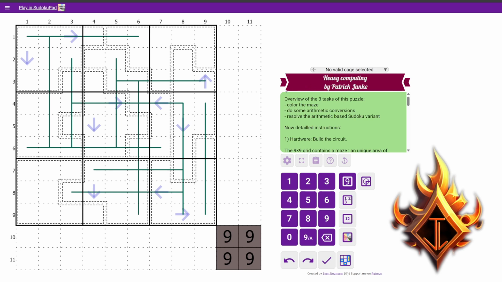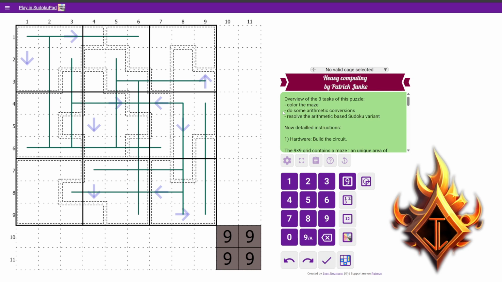I want to check out a puzzle that was suggested to me by Patrick Junke called Heavy Computing. I've done this a couple of tries and I keep making an error on one of the later parts. So I want to give it a new go, as I believe I am doing something wrong early on. But let me read the rules to you, and an overview of the three tasks of this puzzle.